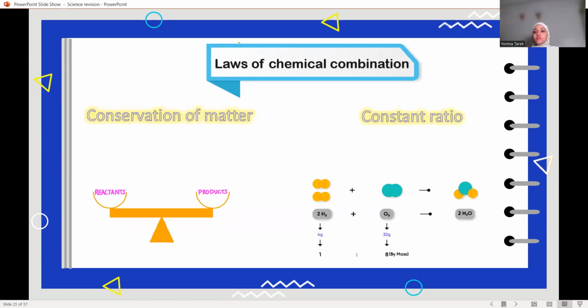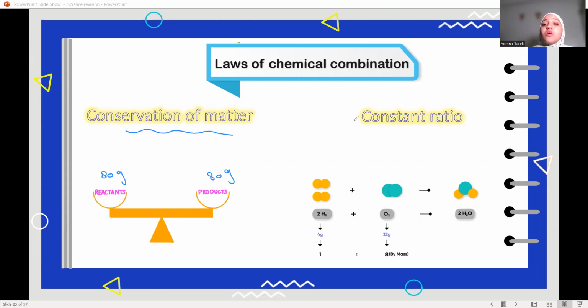Now, we have different laws that help us use chemical reactions and chemical equations. The first is the law of conservation of matter. Matter can't be created and can't go anywhere. Matter is conserved. How? The mass of the reactants must be the same as the mass of the products. So for example, if 80 grams enter the chemical reaction, 80 grams must go out from the chemical reaction. This is the law of conservation of matter.